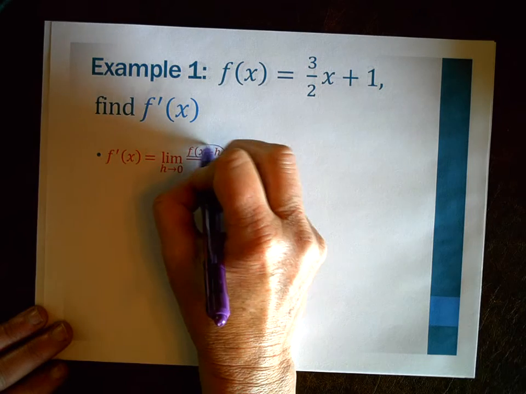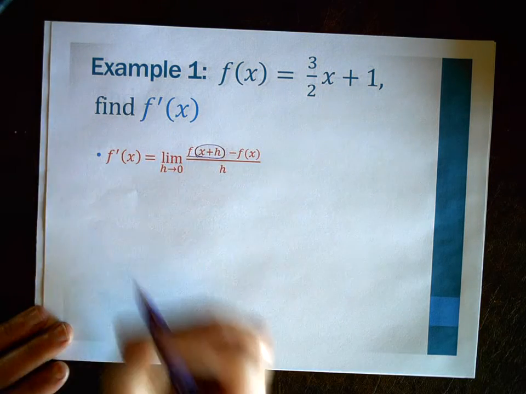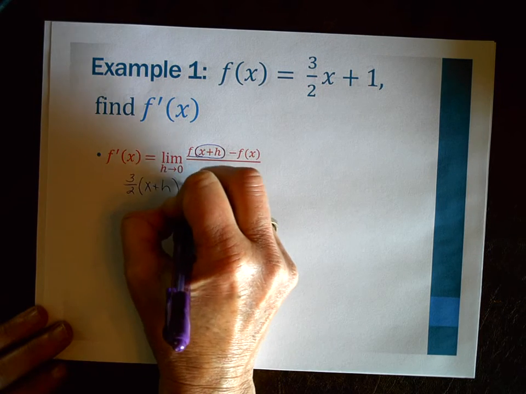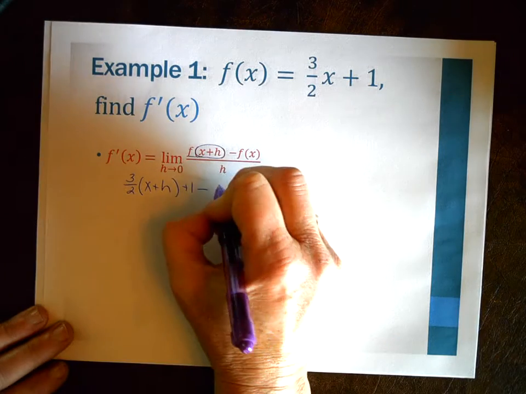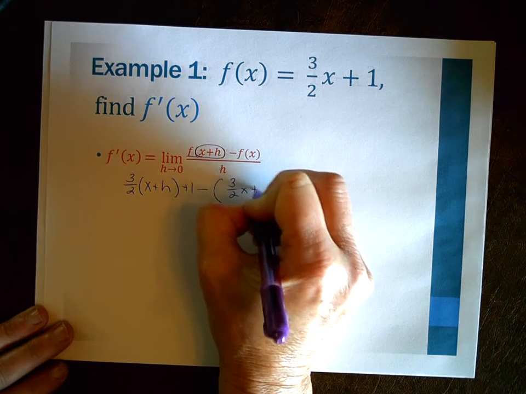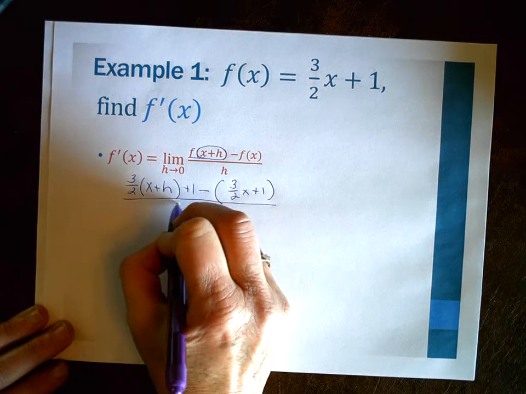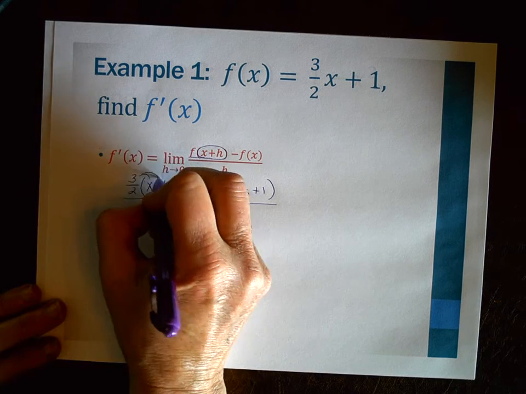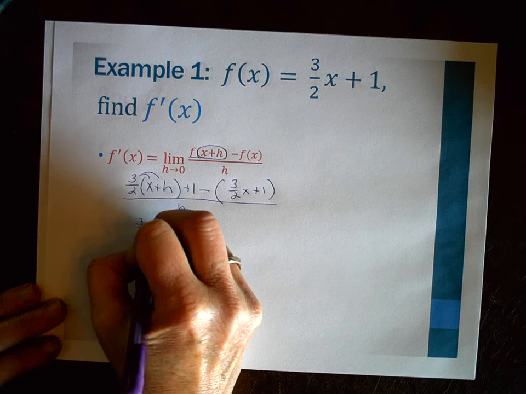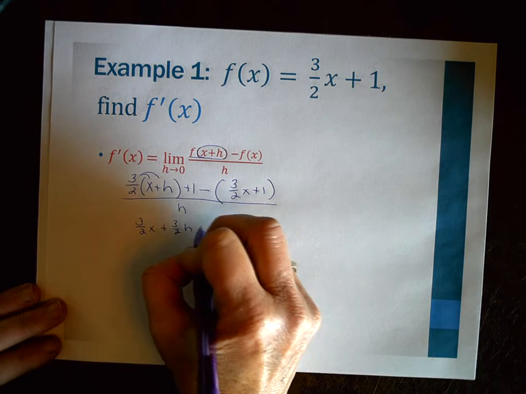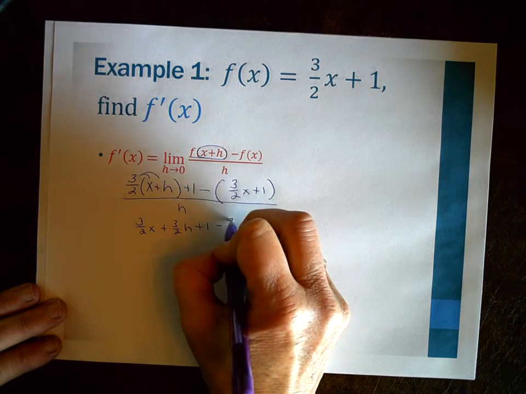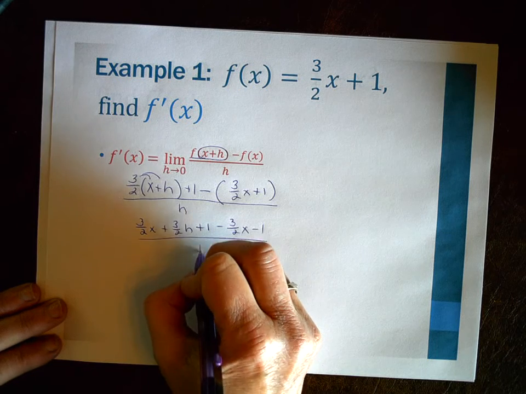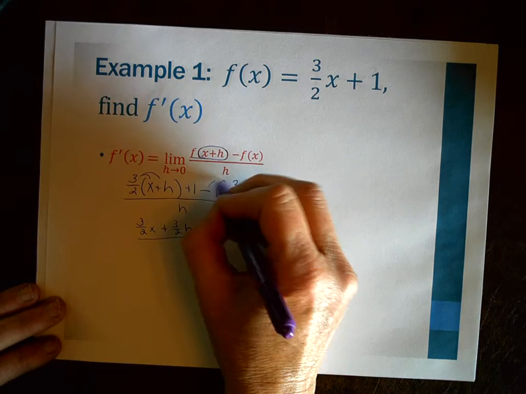So remember, this notation means you're going to plug x plus h in for every x. So you're going to go 3 over 2 times (x plus h) plus 1, minus the whole function. Make sure you put this in parentheses. Remember this. You hated this part. We've done this before. The only difference is the limit. So once we solve this, we're going to plug 0 in. So I'm going to distribute this: 3/2 x plus 3/2 h plus 1 minus, distribute that, over h. All I did was distribute the negatives.